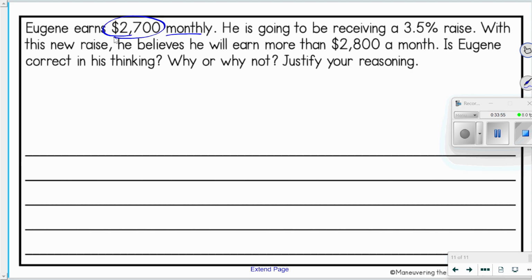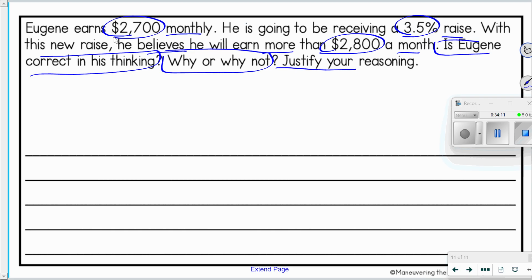Eugene earns $2,700 monthly. He's going to receive a 3.5% raise. With the new raise, he believes he will earn more than $2,800 a month. Is Eugene correct in his thinking? Why or why not? Justify your reasoning. There are almost steps to your answer, but the math itself is relatively easy. What's the percent increase? 3.5. What was my original? 2,700. And this is what I'm solving for.